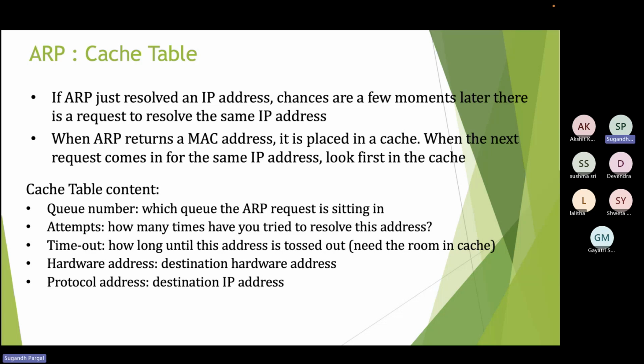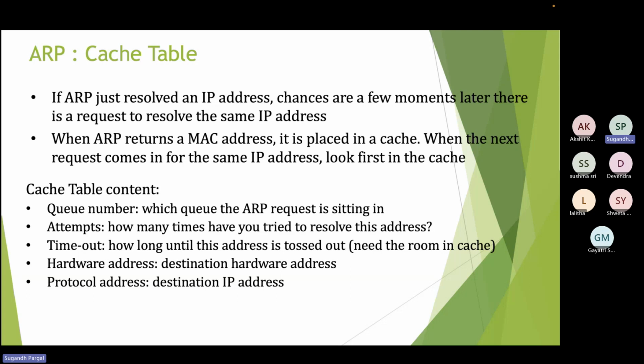So what are the table contents of the cache table? One is the queue number, which queue the ARP request is sitting in. Then attempts, how many times you have tried to resolve this address. And timeout, how long until this address is tossed out, as we need the room in cache. I mean, if there is an address and it is not required for more than a certain amount of time, then it is tossed out of the cache rows or cache table.